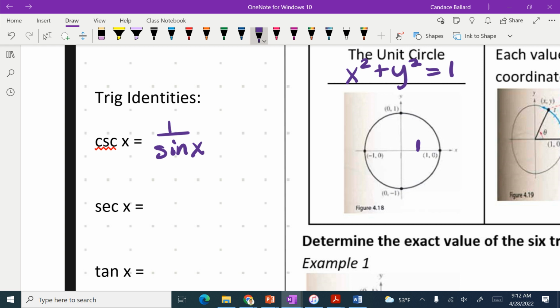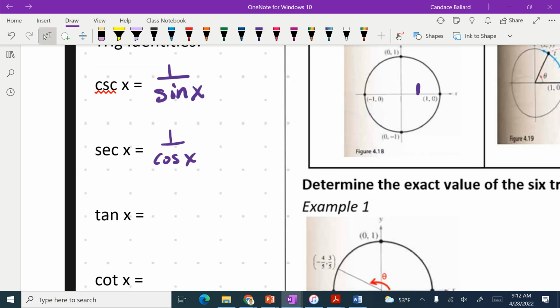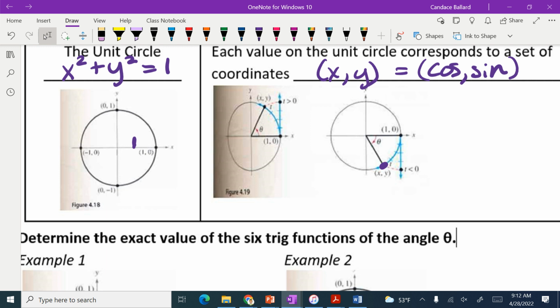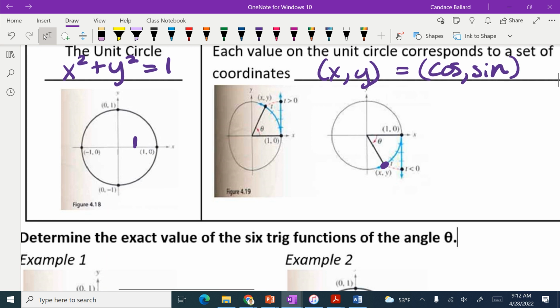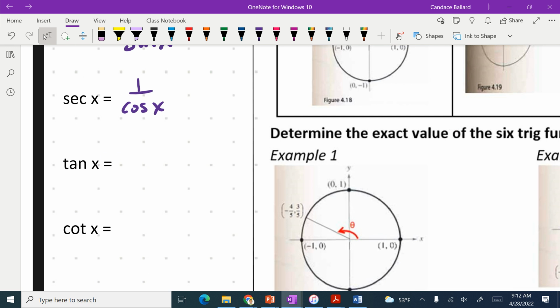All right, what's secant the reciprocal of? Cosine. So it's 1 over cosine. Or you just flip whatever your cosine ratio is, right? But technically, that's the reciprocal. Well, we would write the reciprocal. For tangent and cotangent, the problem is all I'm going to get on my unit circle is cosine and sine. So I have to know tangent and cotangent in terms of sine and cosine to be able to write them off my unit circle. So these two are called the quotient identities.